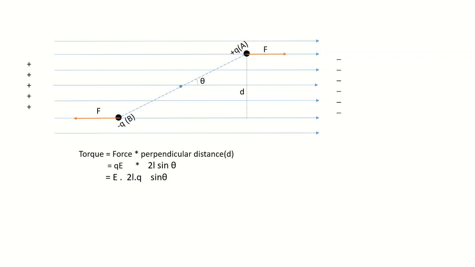Both E and P are in magnitude form. Later, we finally obtain torque equals P cross E. I repeat, torque equals P cross E.